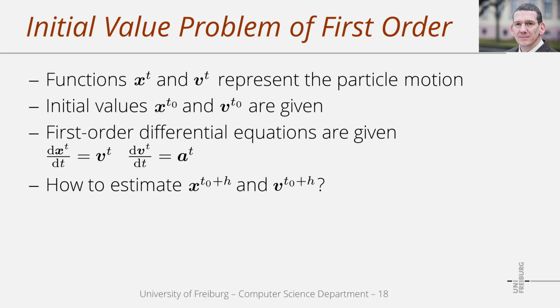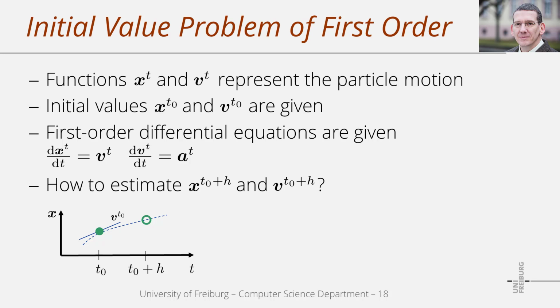Now the question is how to estimate the position and the velocity at a nearby future time point t0 plus h. The problem is shown in this illustration. We have positions x over time t, and the dotted line indicates the actual function x over time t that we would like to reconstruct. The green point shows our known position x at t0. And the blue line at x t0 indicates the known velocity at time t0. The velocity is the derivative of the position, so the velocity can actually be interpreted as the slope of the function x of t at time t0.